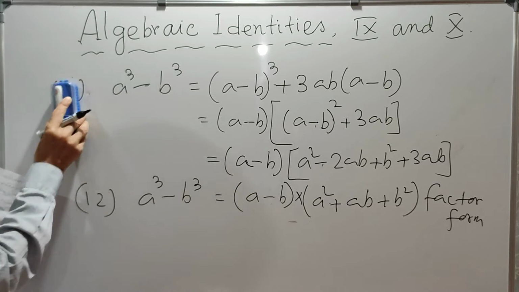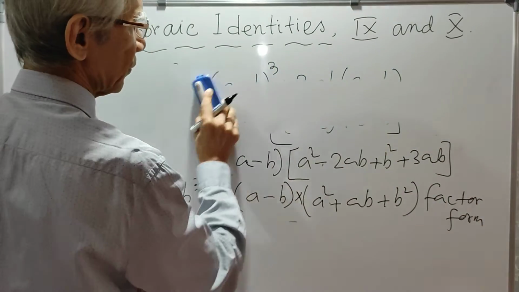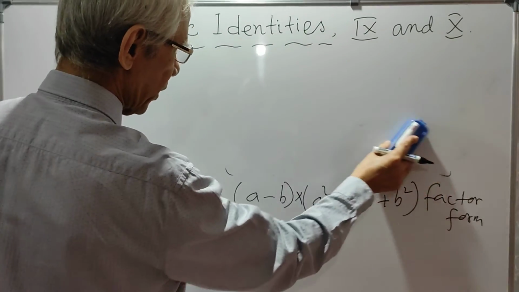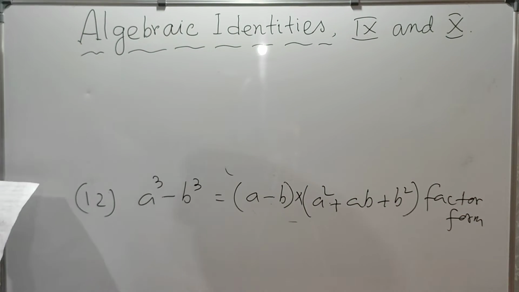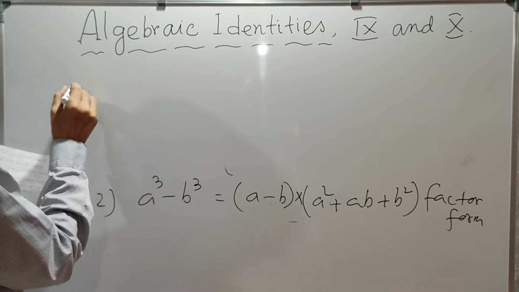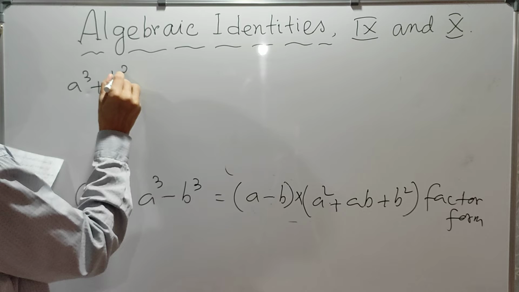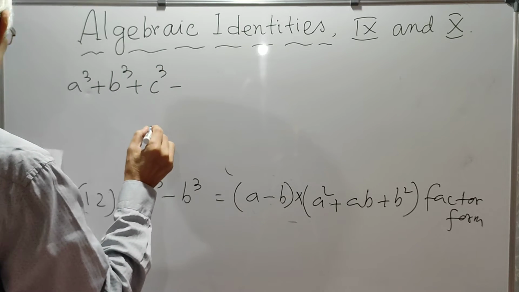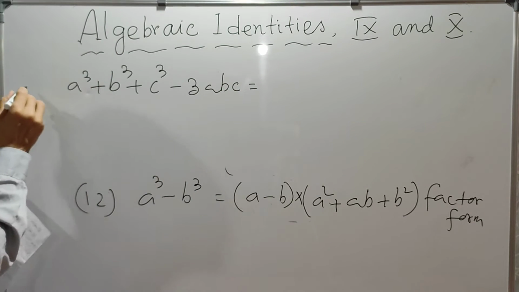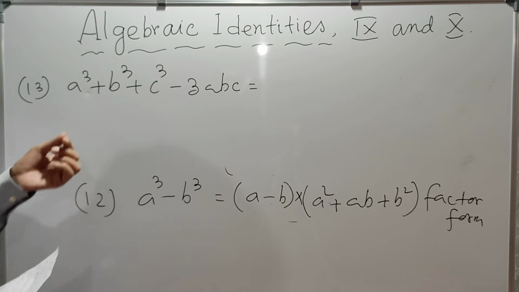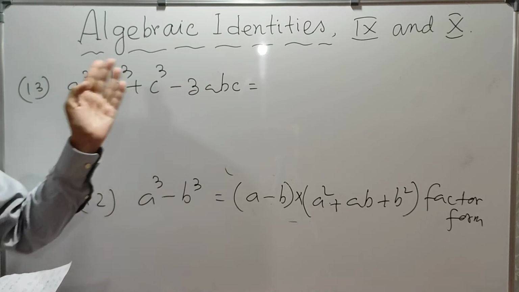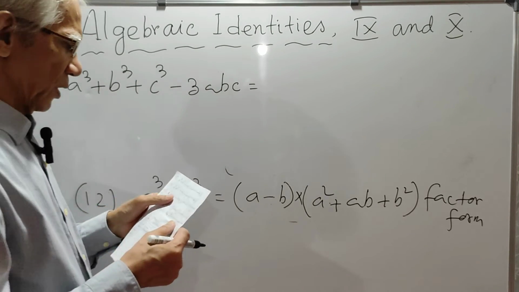Now let's see the 13th identity. Let us see the next identity: a cube plus b cube plus c cube minus thrice abc. This is the 13th identity. Now you will use the a cube plus b cube formula, and then with that you will again use the cube formula. If you work it out, you will get the answer.